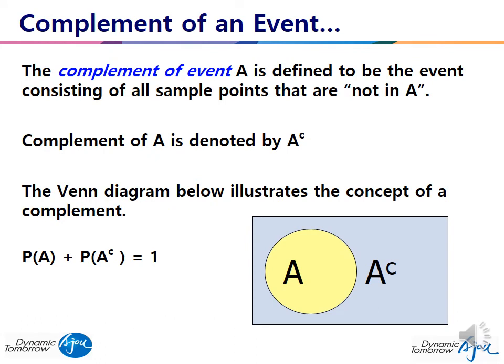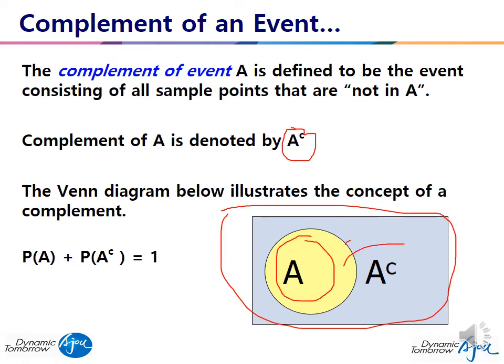First, the complement of an event. The complement of event A is defined to be the event consisting of all sample points that are not in A. The complement of A is denoted by A complement. As you can see in the Venn diagram below, which illustrates the concept of complement, this yellow part is A, the other side is A complement. So probability of A plus probability of A complement is equal to 1.